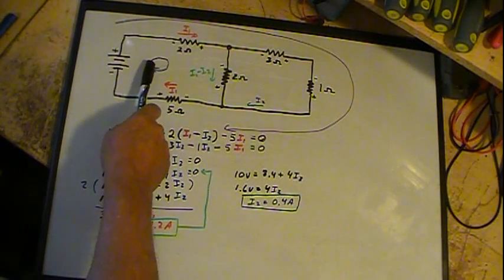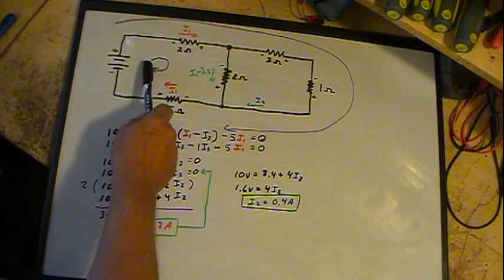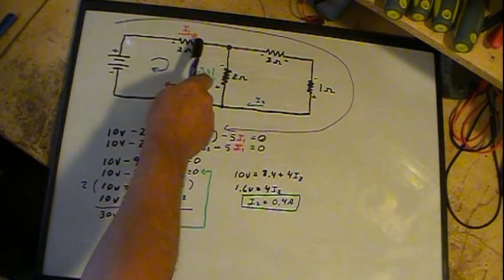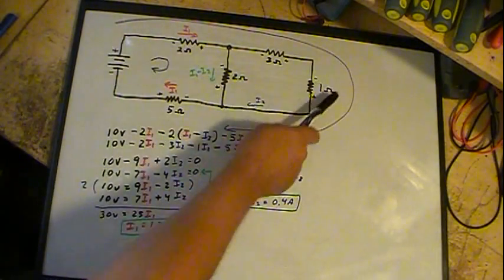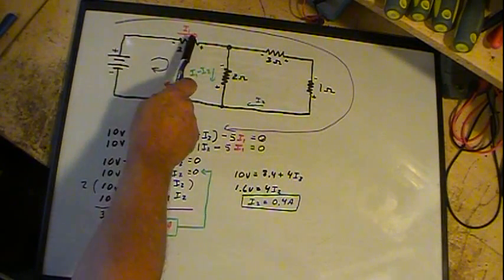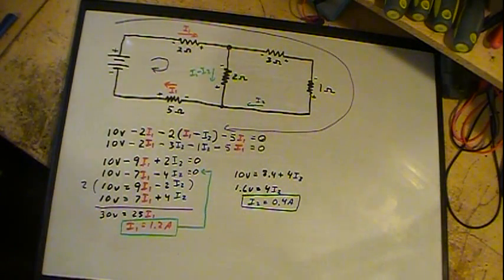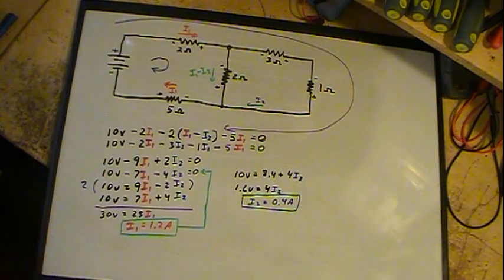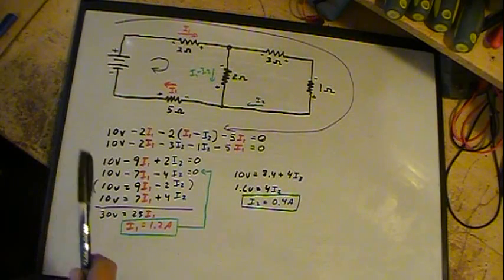You can establish the loops any way you want. I established two loops here. One's here, so we're going through the battery, this resistor, and this resistor. The other one is the entire outside section, so from the battery through this and this resistor back to the battery. The first one we write out using the loop law, which means that the algebraic sum of all the drops, all the voltages, must add up to zero.